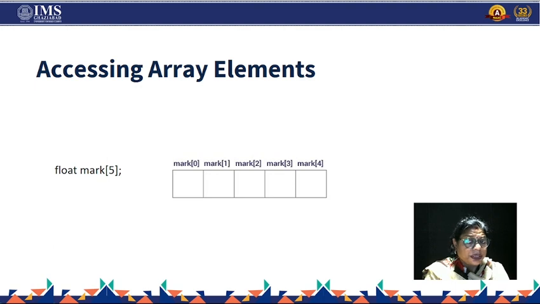Now, how do we access these element values? The elements will be stored in memory locations and accessed through the index number, like mark[0], mark[1], mark[2], mark[3], mark[4], and likewise. All values will be stored as float type.